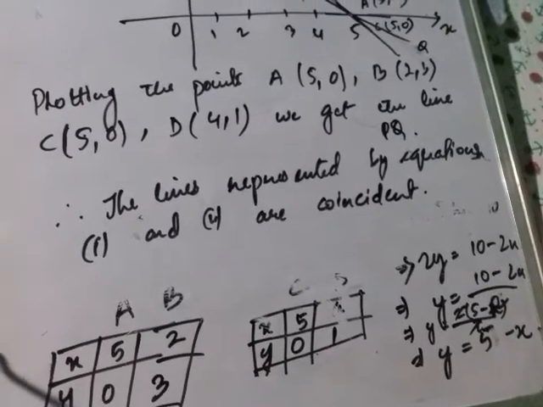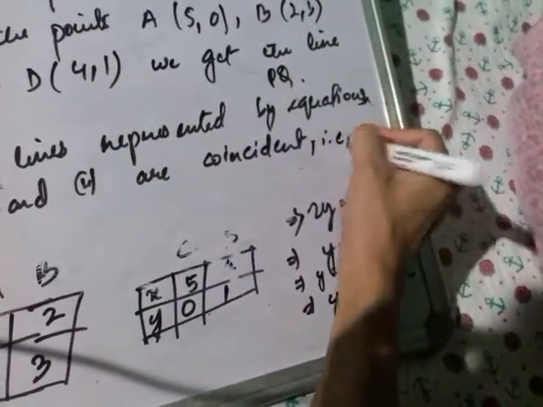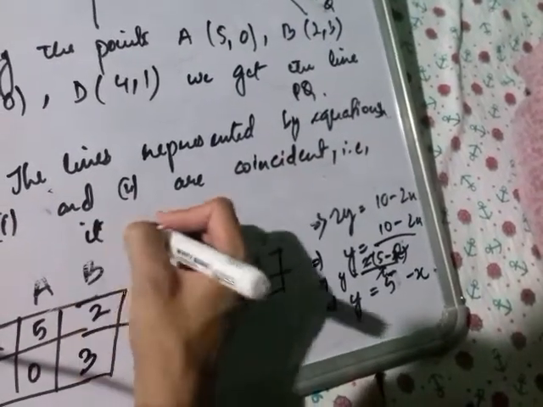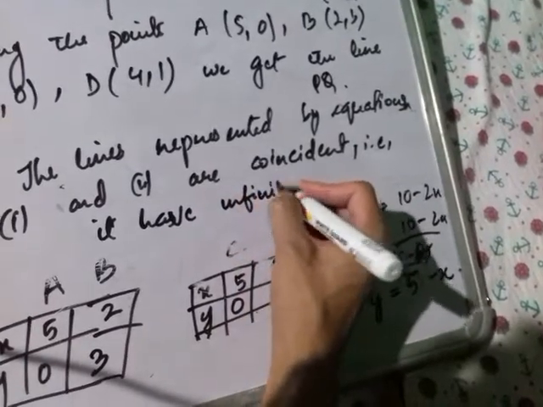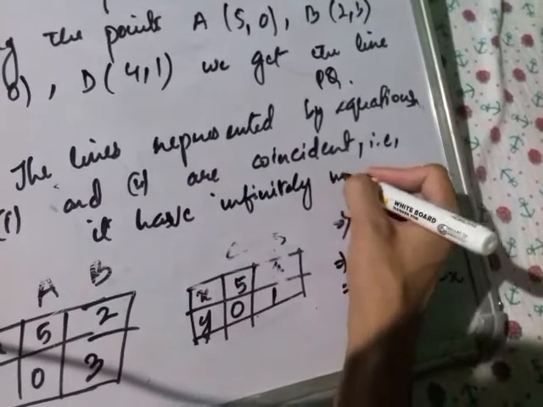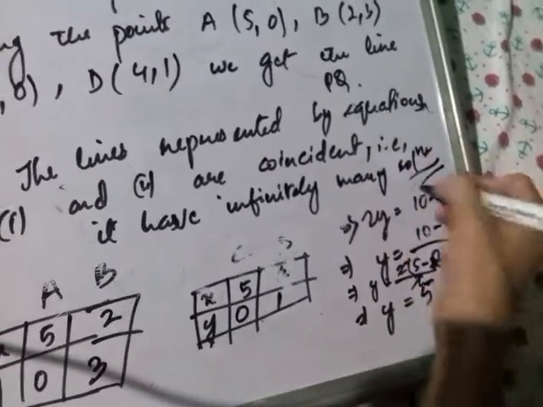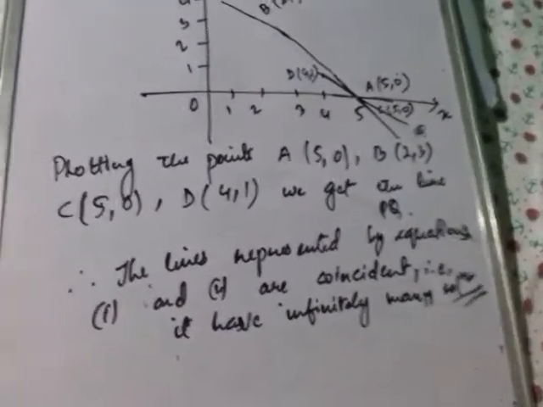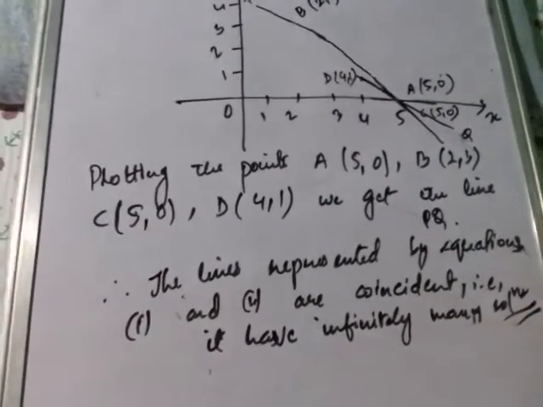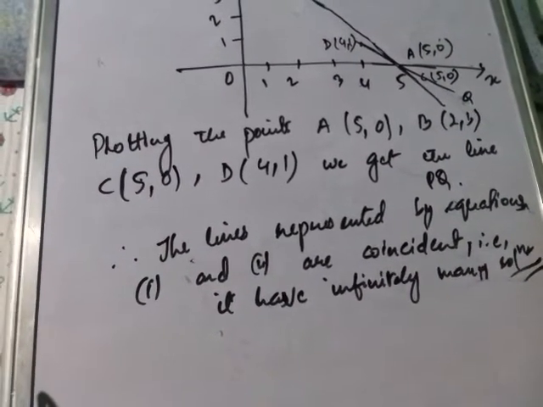Okay, like that you will have coincidence. That is, you will write here, that is, it has infinitely many solutions. So this will be the answer. If it has infinitely many solutions, that means the lines will be coincident, that means they coincide. So this is for equation number 1, question number 4.